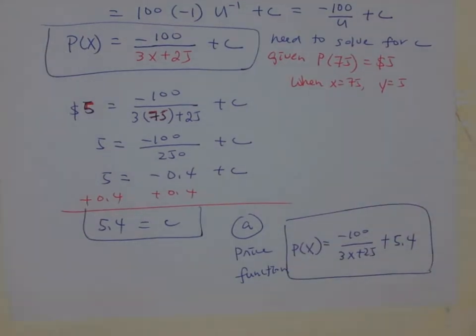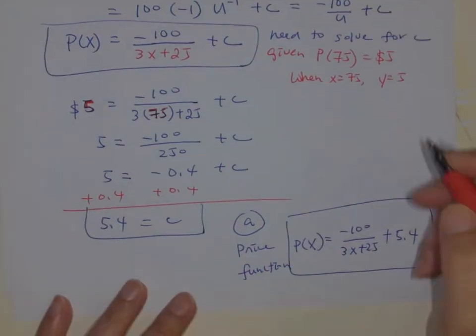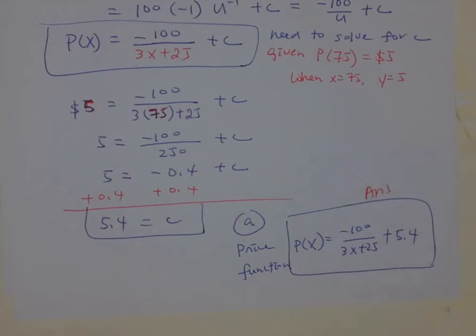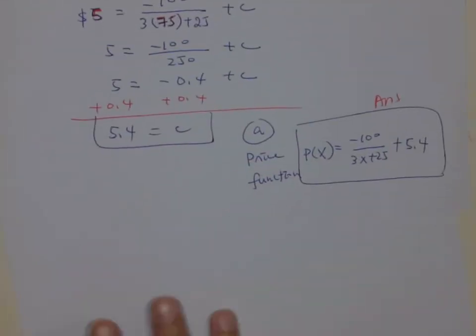So this is your price function. Are we okay? So this is the final answer for the A part. And then there's the B part. The B part says number of bottles at the price of $5.15.